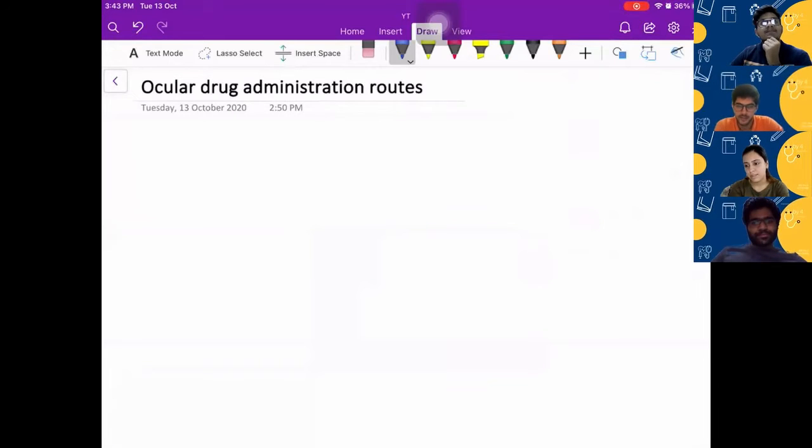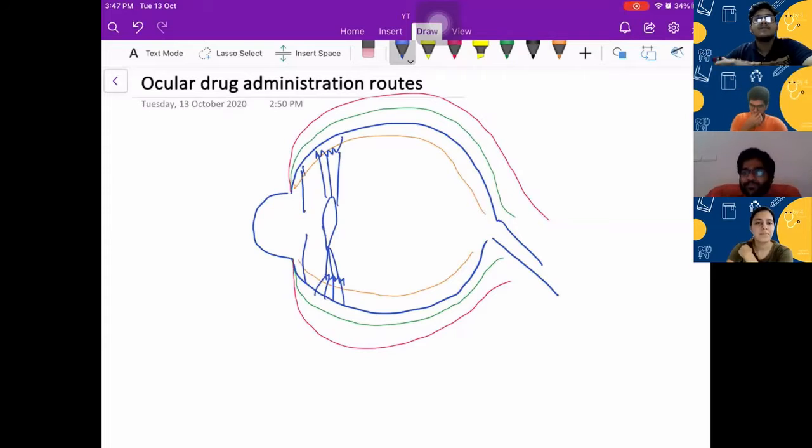Along with that, we'll also get to know about the different layers and different parts of the eye. In the previous episode, we discussed the different layers and parts of the eye. Now we'll see the section of the eye. We should remember that our eye is an oblate spheroid. As we study the various routes of drug administration in the eye, we'll get to know the different layers of the eye, that is, the layers of anatomy of the eye.